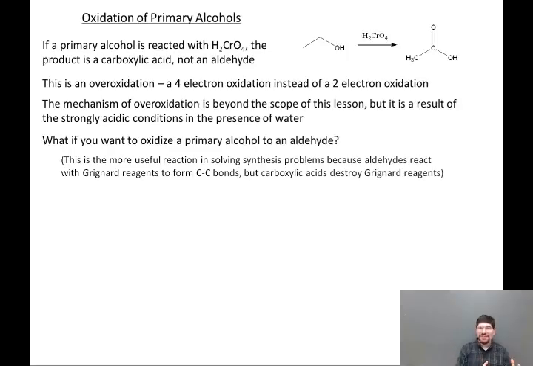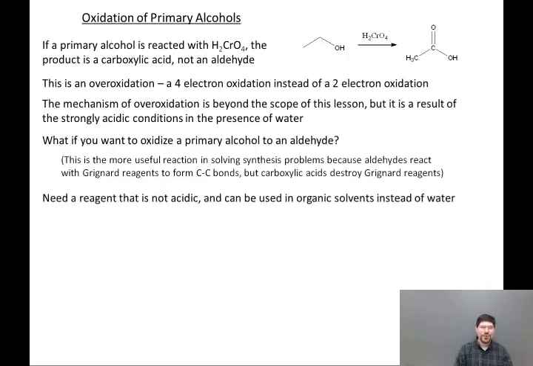In this unit, we're thinking about solving synthesis problems and forming carbon-carbon bonds using Grignard reagents. Aldehydes will react with Grignard reagents to form carbon-carbon bonds, but carboxylic acids destroy Grignard reagents. So the oxidation of a primary alcohol to a carboxylic acid is not going to be a step in a synthesis in this unit, but the oxidation of a primary alcohol to an aldehyde will most definitely possibly be a step in a synthesis problem, because then you can take that aldehyde and react it with a Grignard reagent and get a secondary alcohol.